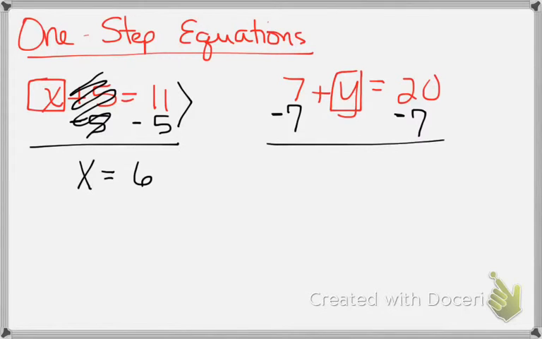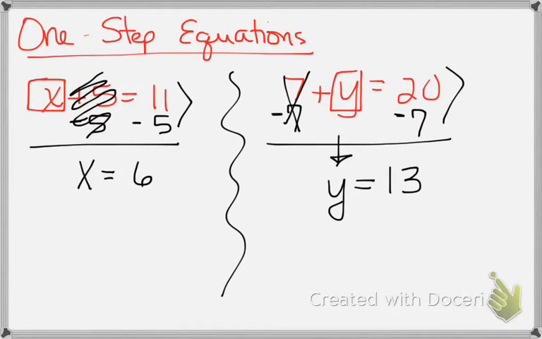Some people call it negative 7. It means the same thing. A lot of kids like to cross them out. That's up to you. But I'm going to bring down the letter y, bring down the equal sign, and over here is your algebra. 20 and negative 7, or 20 minus 7, is 13. Another example of one-step equations. Within one step, you were done.